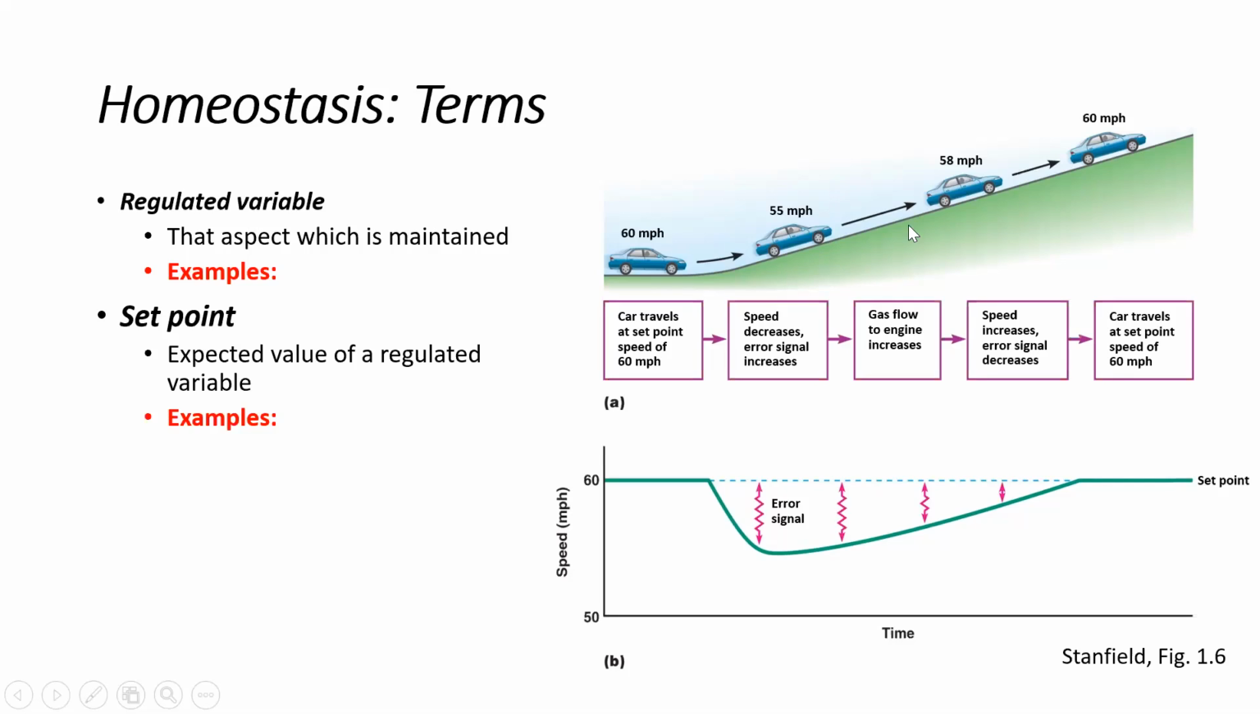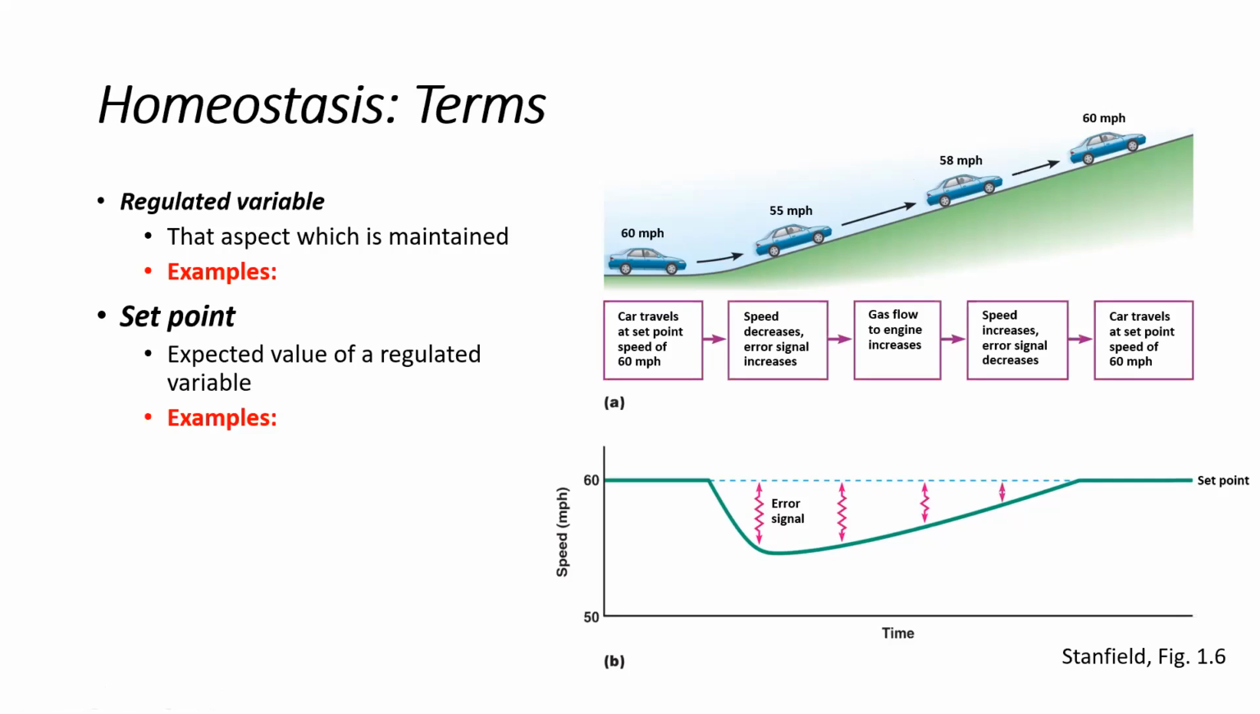Now, as we continue to ascend the hill, something has to happen to get us back to 60 miles per hour. And so that correction, in this scenario, is increasing the amount of gas that's flowing to our engine. As we increase the gas flow to our engine, the car can now speed up once again. We get to 58 miles per hour and then eventually back to 60 miles per hour.